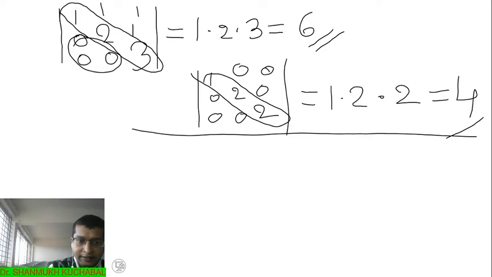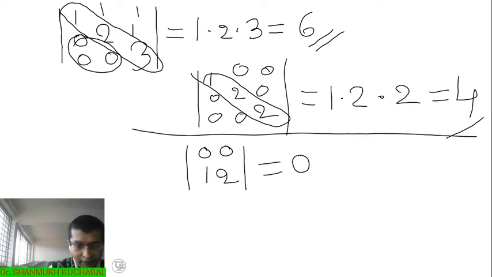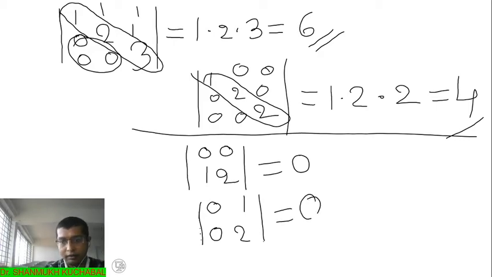Third property: if in a determinant an entire row is 0, like this, 0 0, then the value of the determinant is 0. If an entire column is 0, suppose like this, 0 0 1 2, the value of the determinant is 0 here. All of these are important properties, so you have to remember these three properties.